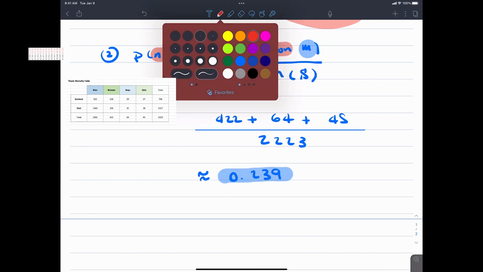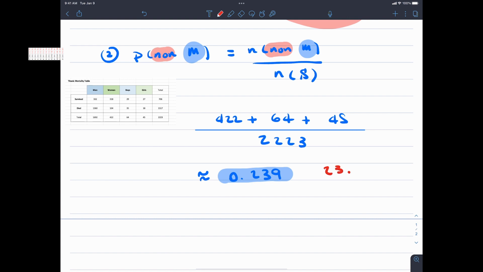Okay, this is a probability value. But when you talk to people at home, you can say, you know what? As a percentage, 23.9% of the passengers were not men. That's the complement of being a man. Okay, you guys okay with that one?